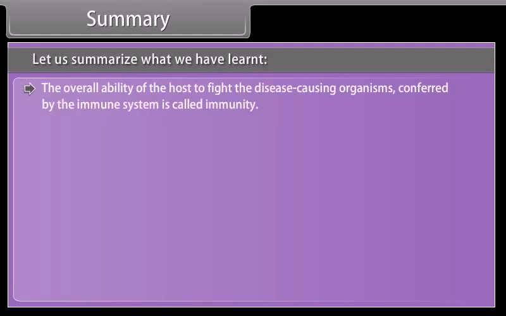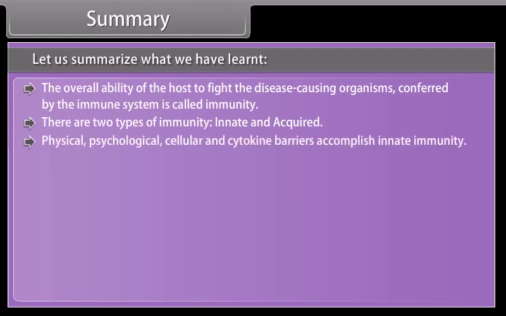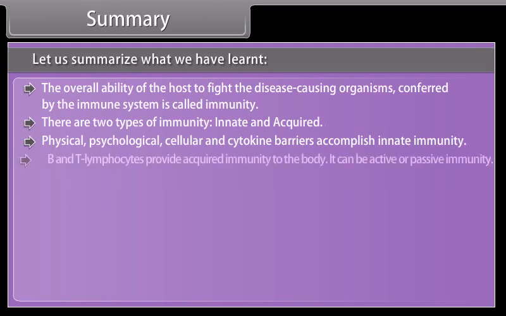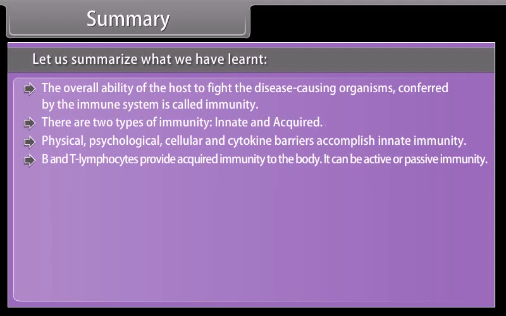Summary. The overall ability of the host to fight the disease-causing organisms conferred by the immune system is called immunity. There are two types of immunity, innate and acquired. Physical, physiological, cellular, and cytokine barriers accomplish innate immunity. B and T lymphocytes provide acquired immunity to the body. It can be active or passive immunity.